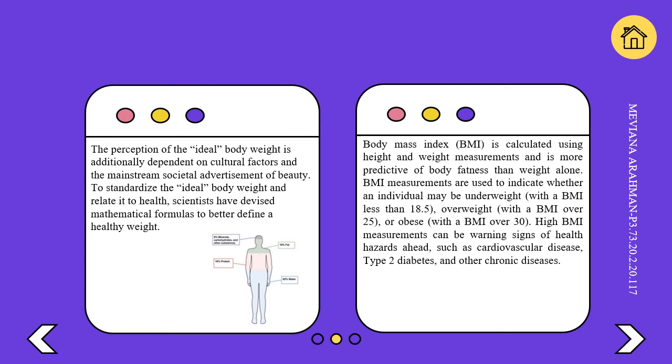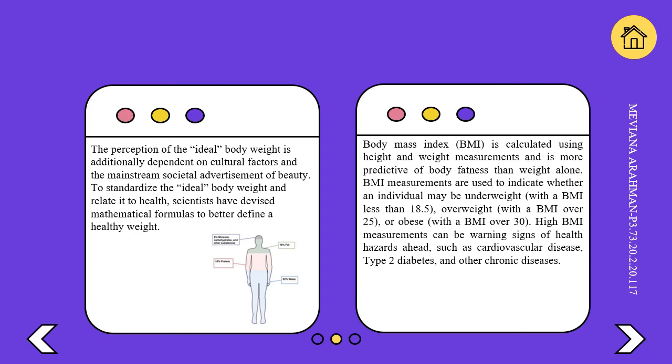To standardize the ideal body weight and relate it to health, scientists have devised mathematical formulas to better define a healthy weight. Body mass index, or BMI, is calculated using height and weight measurements and is more predictive of body fatness than weight alone.